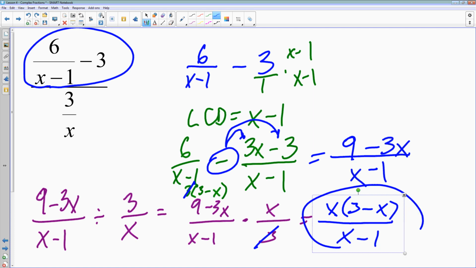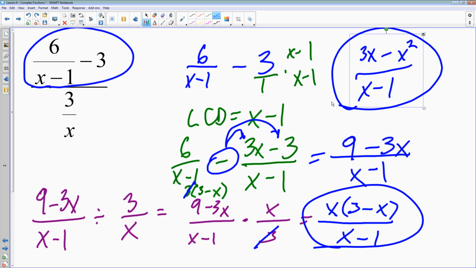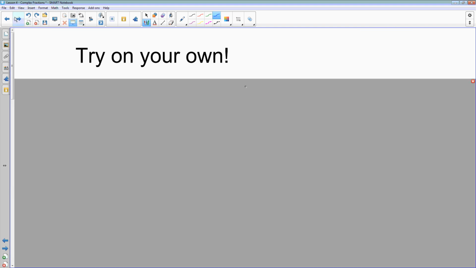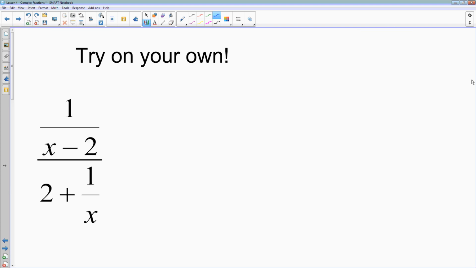I could leave it like that. If I wanted to, I could also multiply the x through to get 3x minus x squared over x minus 1. So either of those two circled answers is correct. All right, so that's it for what's on the note sheet. We're going to do some more practice in class, but I'm going to do some with you right now.